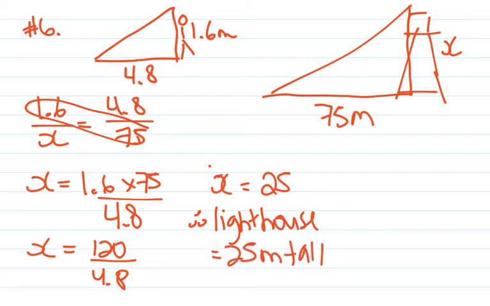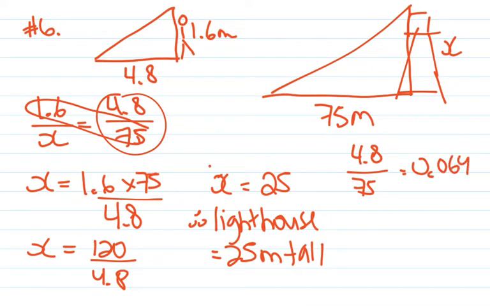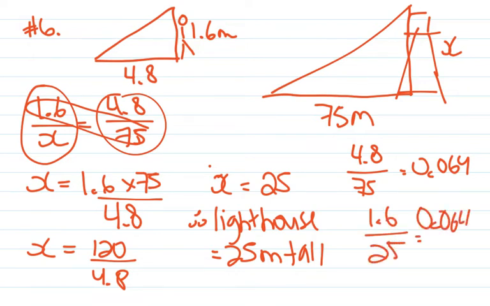Now the scale factor, we would do 4.8 divided by 75, one of our ratios. That equals 0.064, and then we'll just check with the other one. 1.6 over X, X was 25. So 1.6 over 25, and that also equals 0.064. So the scale factor is 0.064.